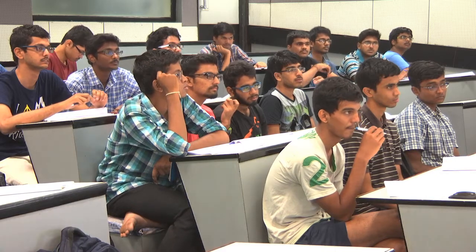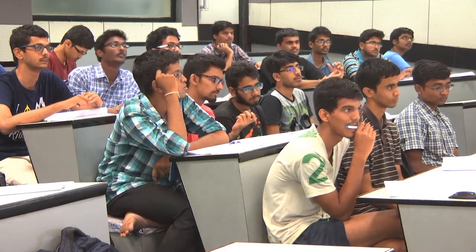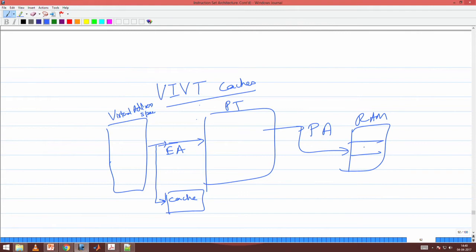When I want a write back policy, I am gone, right? I have to do a reverse address mapping to find out. So I need to have a reverse page table and all.